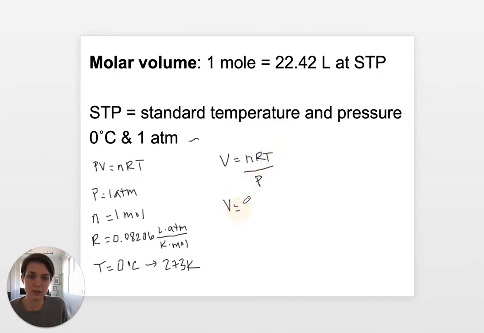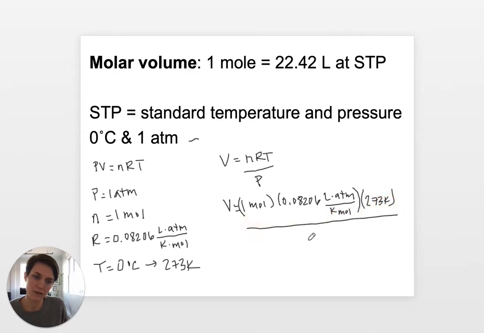So volume would be equal to 1 mole times our 0.08206 liters atmosphere per Kelvin mole times our temperature of 273 K divided by 1 atm. So go ahead and plug that into your calculator and let me know what you get.